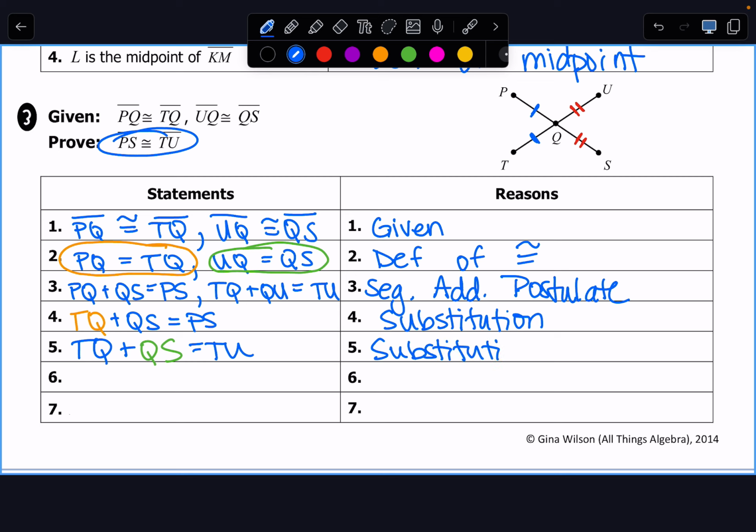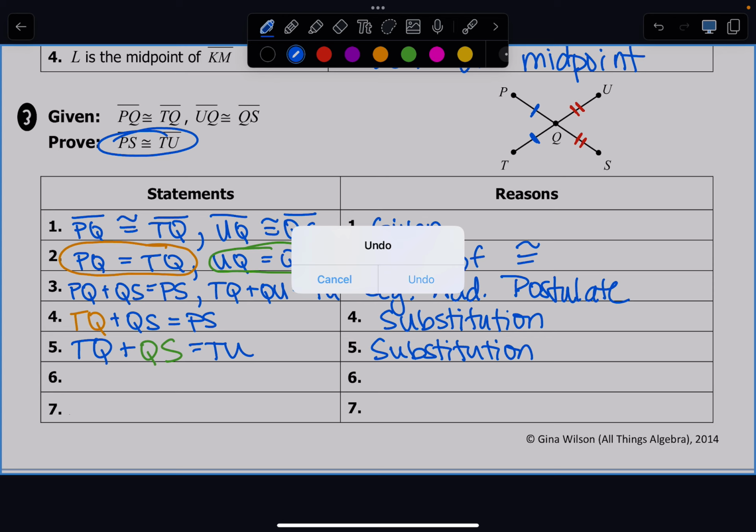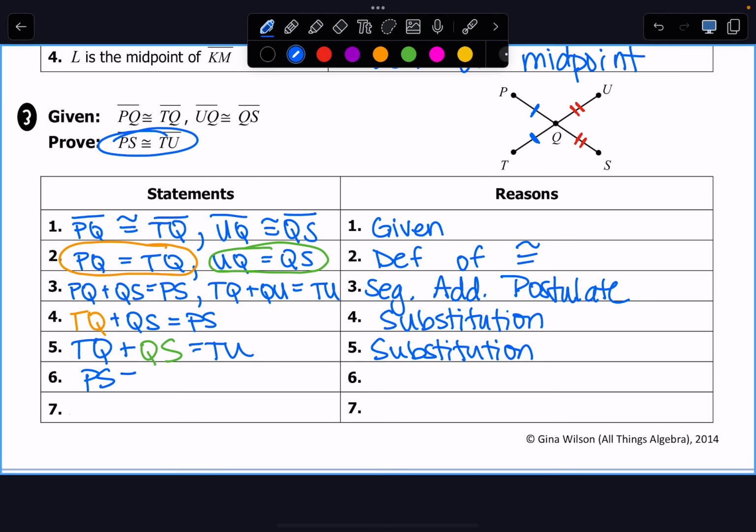Did you put up the same one? You could. I was just trying to really make it simple for you. Okay. Oh my goodness. It's the same thing. Oh my goodness, they're the same thing, aren't they? Wow. These are the same thing. So could we say that PS equals TU? Could we do that? Yes.